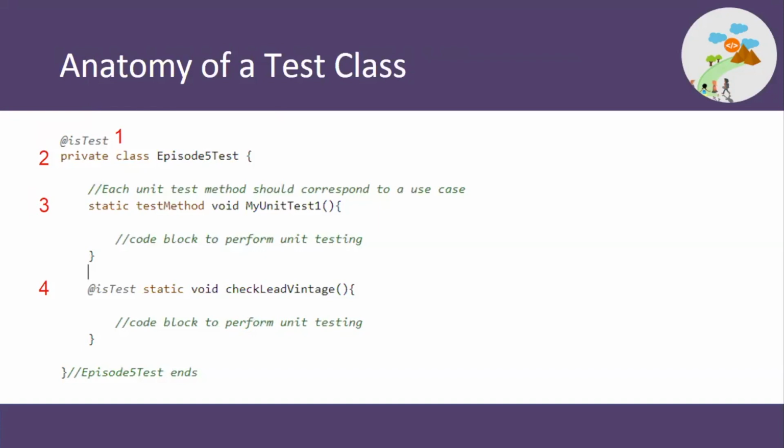But that's the reason why even having a private test class is okay by default. Everything is private, so if you don't really put an access specifier, it's private anyways. Episode 5 test, that is the name of the class. It could be anything in your case.